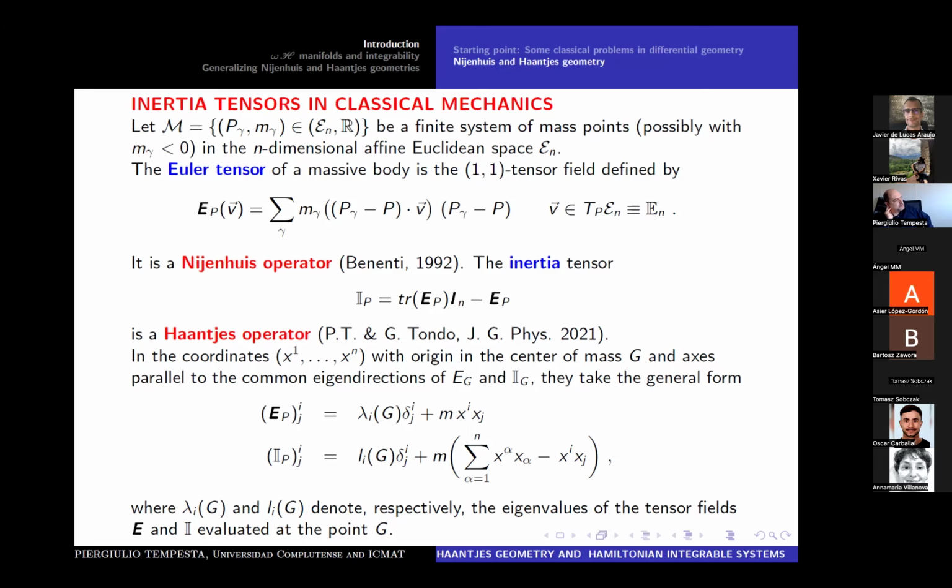Well, you can think about the existence of privileged coordinates where you can simplify the form of the initial tensor, right? Because as we will see later on, these operators admit coordinates where they can be either diagonalized or block diagonalized. So this is the immediate implication: you can simplify the form of the initial tensor since it is an Haantjes operator.